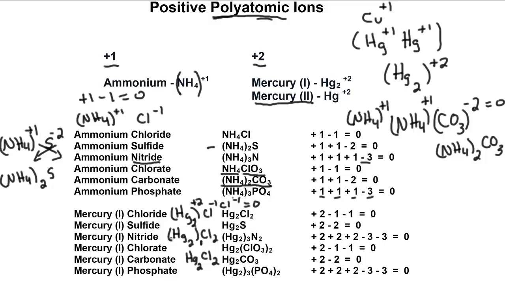Mercury 1 sulfide. Mercury 1 has a +2 charge. Sulfide has a -2 charge. So Hg2S seems like a logical answer because +2 -2 equals 0.